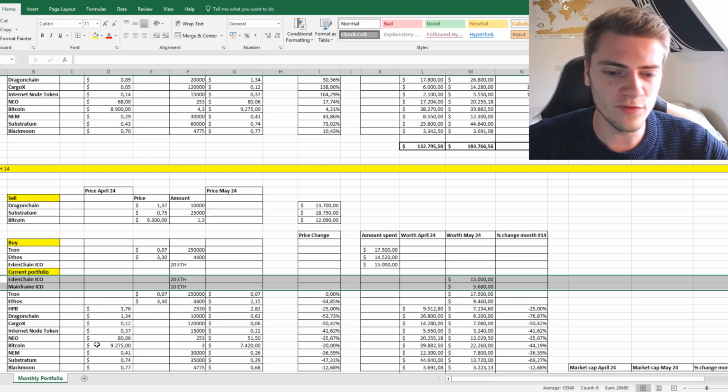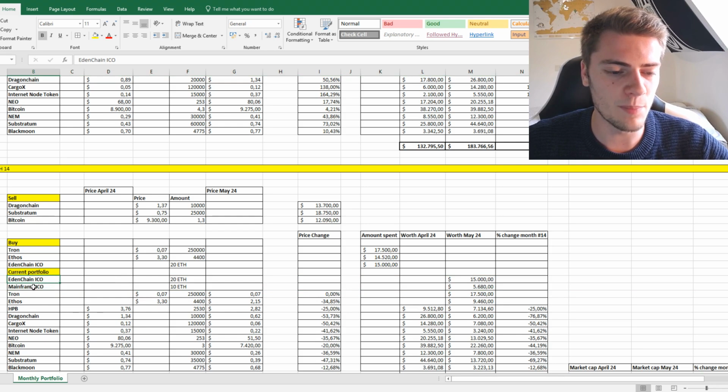So my current portfolio, what does it look like? Eden Chain, Mainframe, Tron, Ethos. And for the rest, it stays the same: HPB, Dragon Chain, CargoX, INT, NEO, Bitcoin, NEM, Substratum, Black Moon. It's a big portfolio I have right now, but I don't mind. But I'm still thinking to sell some things.